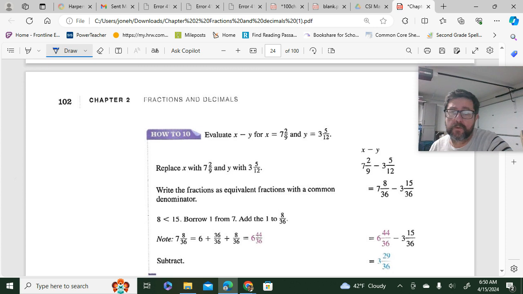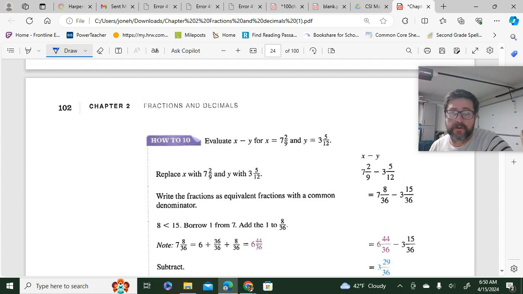Evaluate x minus y for x equals 7 and 2/9 and y equals 3 and 5/12. If you ever get confused, just look back up there. You take 7, fraction button 2, fraction button 9, minus 3, fraction button 5, fraction button 12. And it will give you the answer.